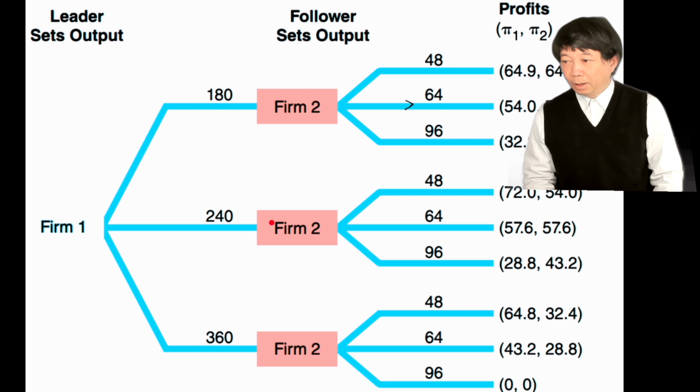Given that Firm 1 sets an output of 240, Firm 2's best response is to produce 64 because it gives the highest profit.